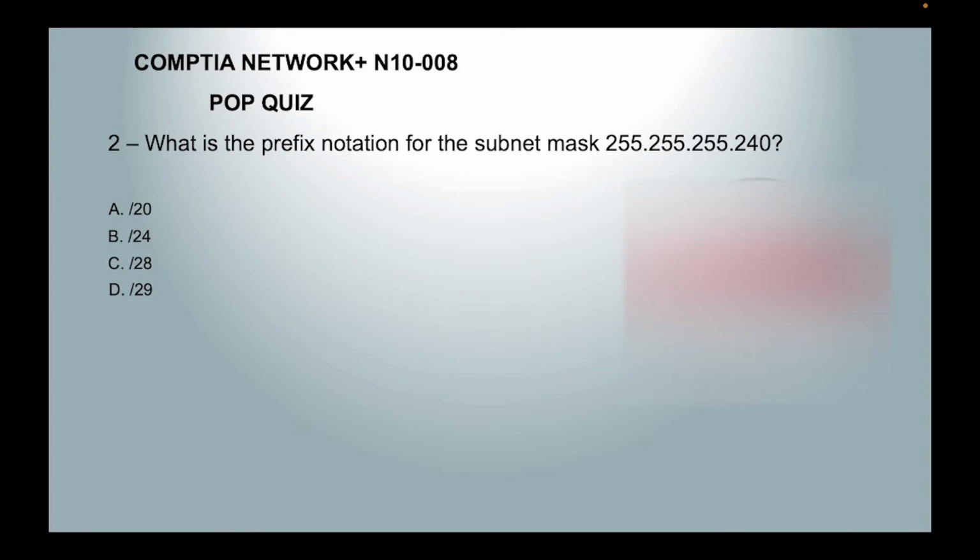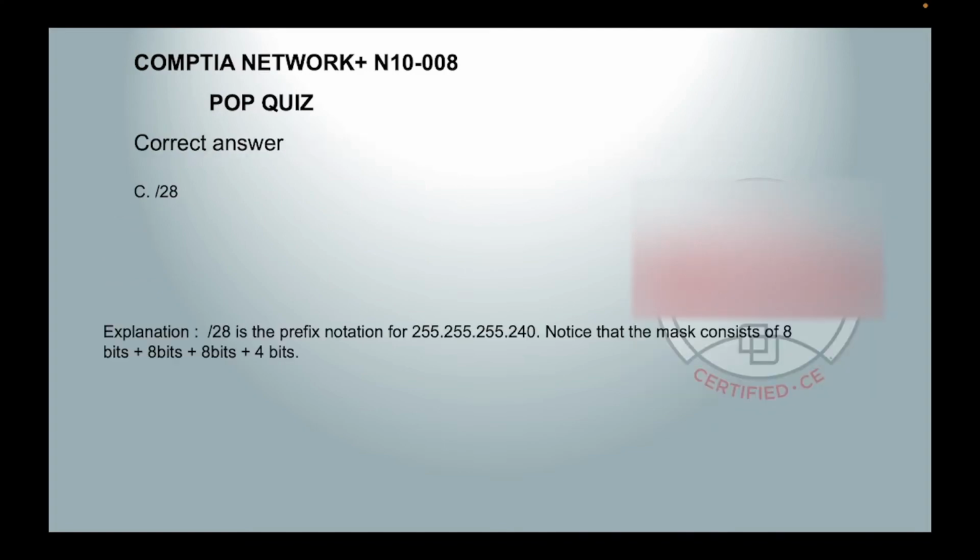Number 2. What is the prefix notation for the subnet mask 255.255.255.240? Is it A, /20, B, /24, C, /28, or D, /29? Correct answer is /28. /28 is the prefix notation for 255.255.255.240. Notice that the mask consists of 8 bits plus 4 bits.